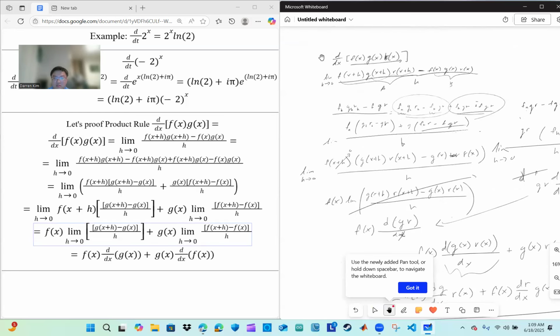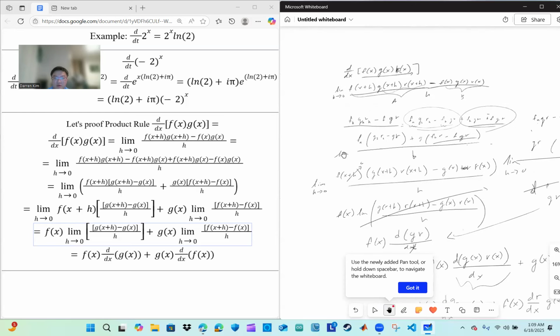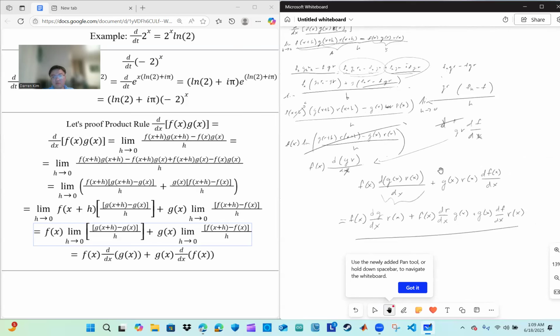Maybe I should have put the harder proof on there. This is technically the harder proof, but it's not really that hard. Yeah, I'm done.